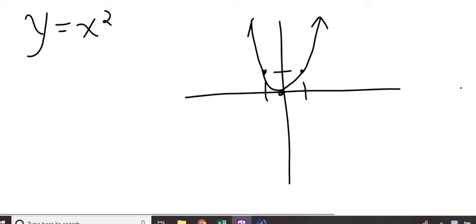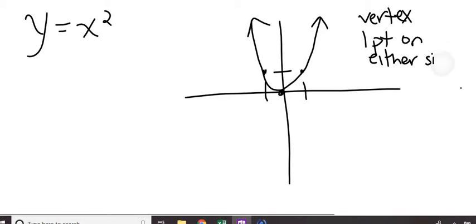Whenever we're dealing with a parabola, as long as you have the vertex and then one point on either side, that's all you need in order to plot the parabola. Now this is your basic graph.